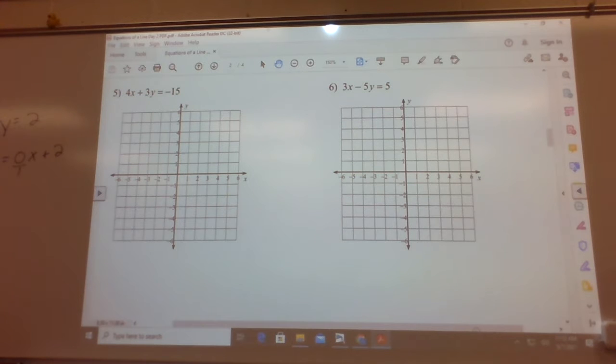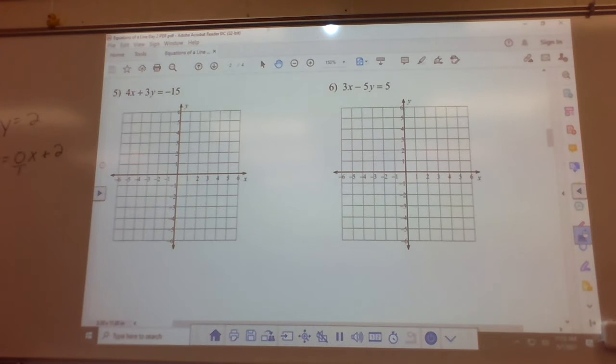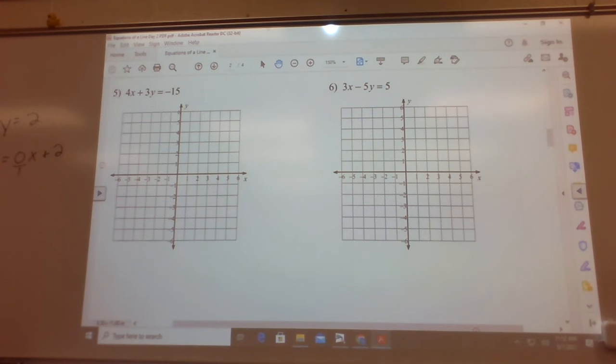Next, number 2. Now, we did something like this yesterday. These are in standard form. It's kind of hard to graph from standard form. So instead of graphing from standard form, we're going to change these to slope-intercept like we did yesterday. So it's the same process as yesterday, but I'm going a step further and actually graphing it.